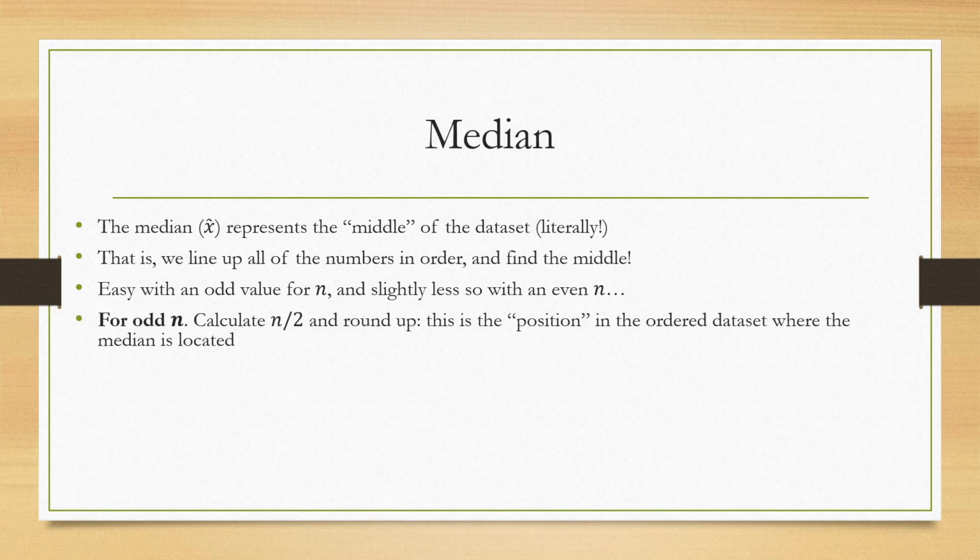So I would go to the second data point, I'd treat it like a blank, and then the number that's in that second data point, that's the one that is the median. So that is for an odd value for the sample size.